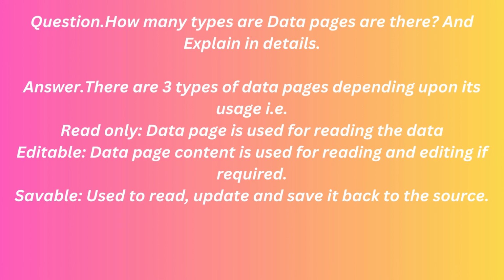Question: How many types of data pages are there? And explain in detail. Answer: There are 3 types of data pages, depending upon their usage, i.e. read-only, where the data page is used for reading the data. Editable, where the data page content is used for reading and editing if required. Savable, used to read, update and save it back to the source.